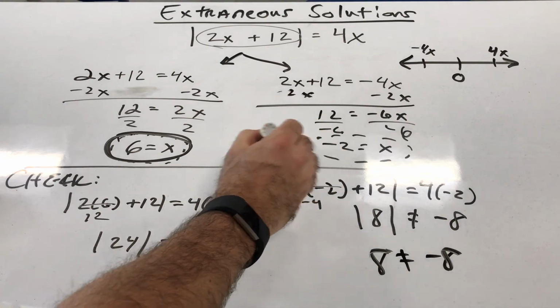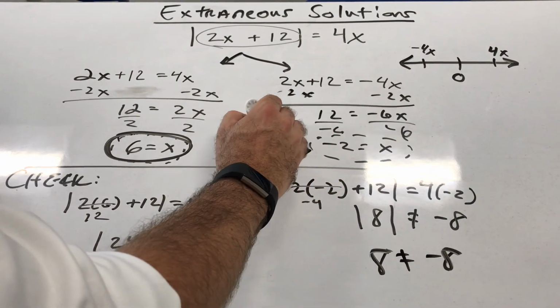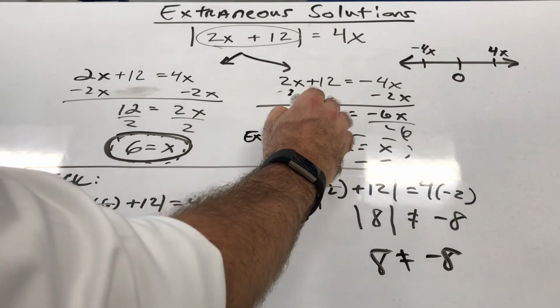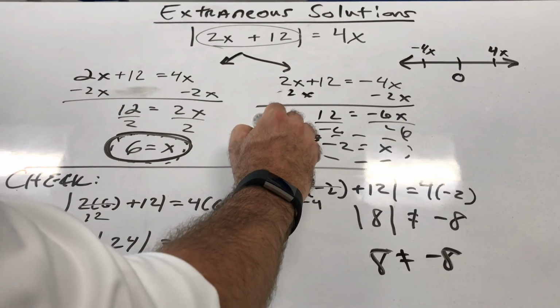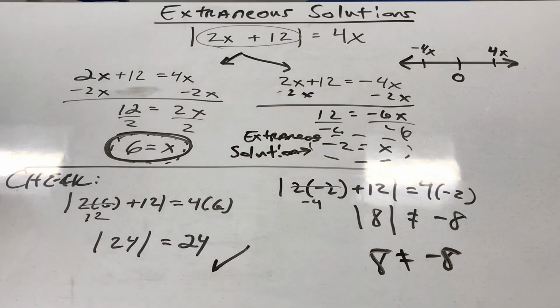So we would call negative 2 an extraneous solution to the problem. It's a solution that you get by solving the equation, but it does not make the equation true.